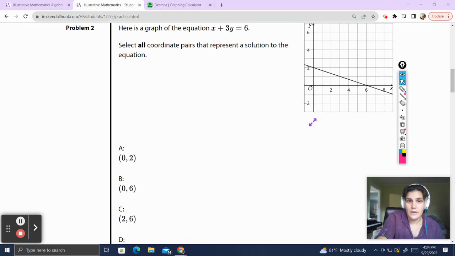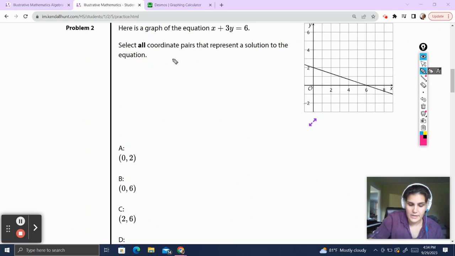Here's a graph of the equation x plus 3y is equal to 6. Select all the coordinate pairs that represent a solution to the equation. So we could go ahead and plug in, just like we did on the last one. That will work. But because we're given the graph here, we're going to use the graph in this case. This is our x value, this is our y. So we say x, y. Is that point on the line? If it is, we're good.